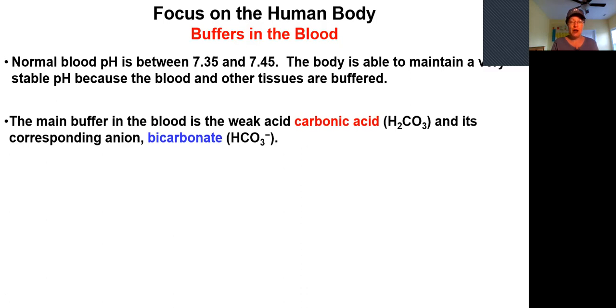buffered. The main buffer in the blood, and there are some other ones, like a phosphoric buffer and stuff like that. The main buffer in the blood is the weak acid carbonic acid, H2CO3, the guy that's in soda, and its corresponding anion, bicarbonate, HCO3 minus.